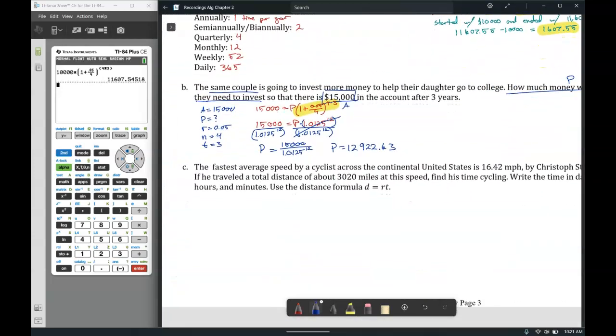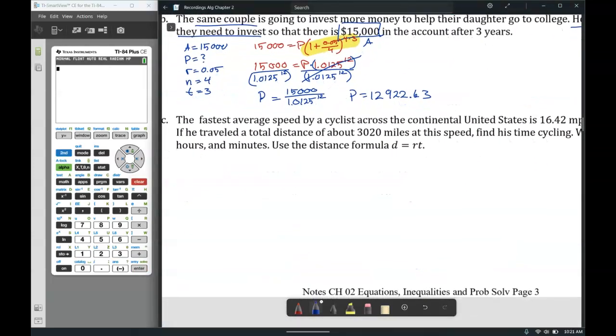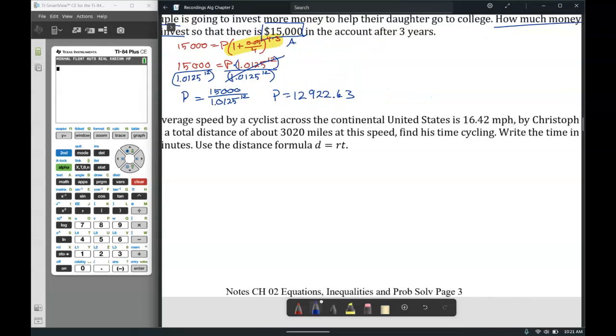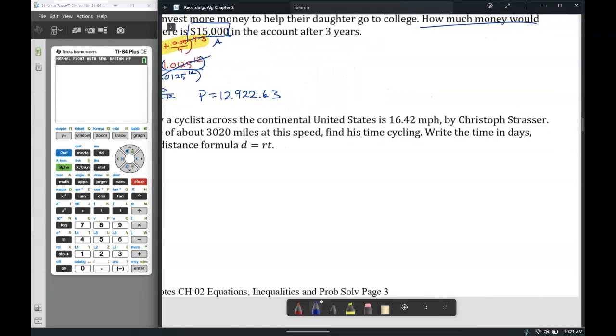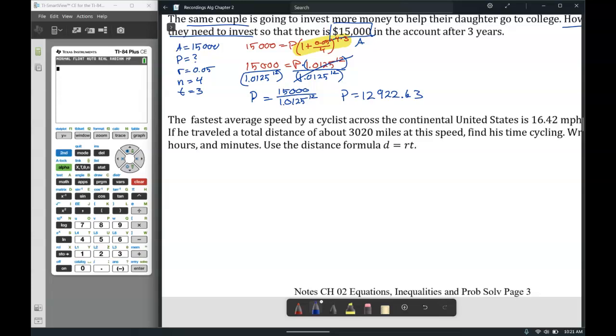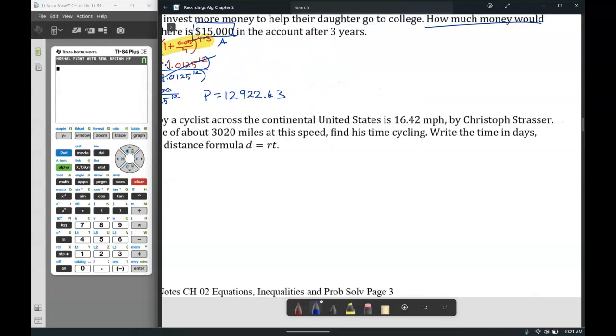Now, last question I want to show you guys is this distance formula. The fastest average speed by a cyclist across the continental United States is 16.42 miles per hour by Christoph Stasser. If he traveled a total distance of 3,020 miles at this speed, find his time cycling.